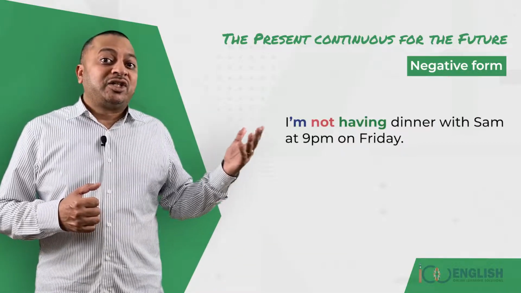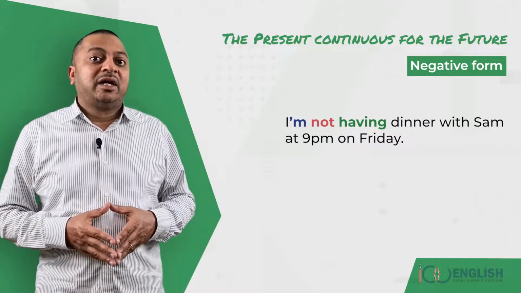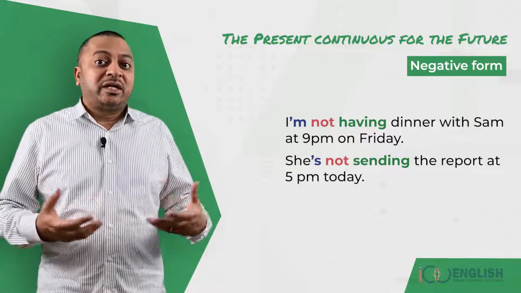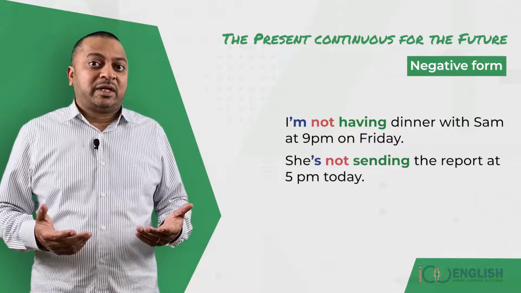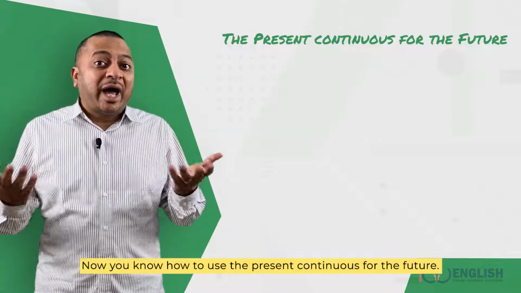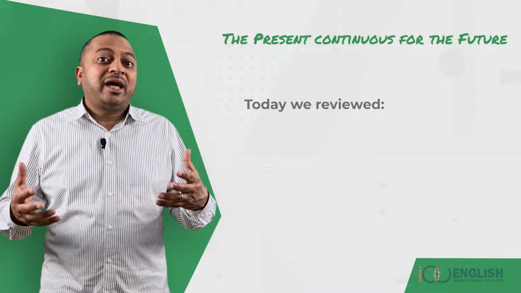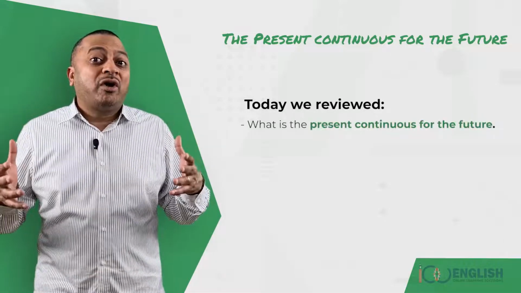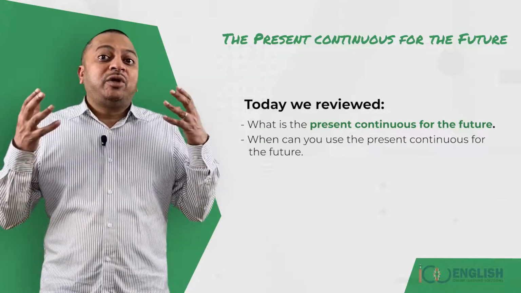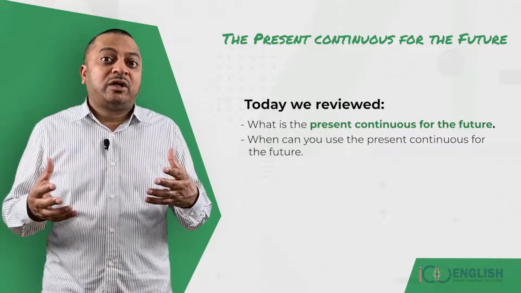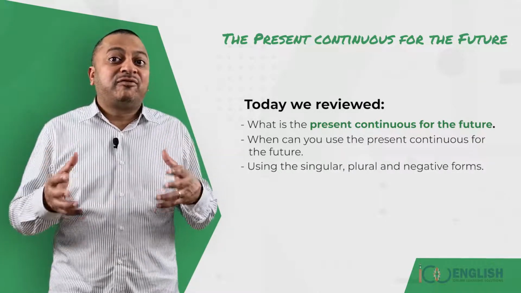I'm not having dinner with Sam at 9 p.m. on Friday. She's not sending the report at 5 p.m. today. Now you know how to use the present continuous for the future. Today we reviewed what is the present continuous for the future, when can you use the present continuous for the future, and using the singular, plural and negative forms.